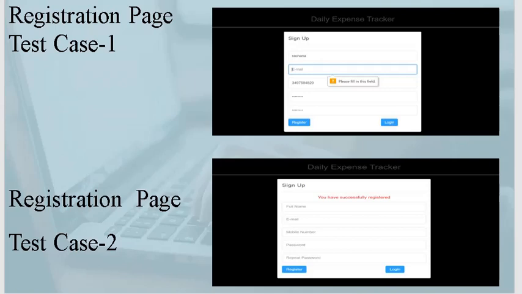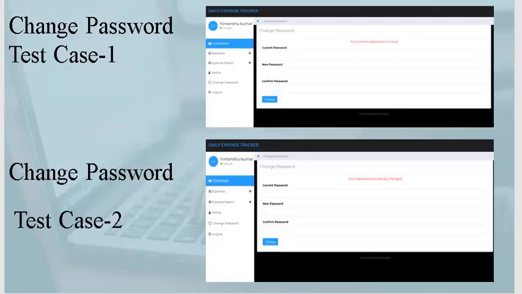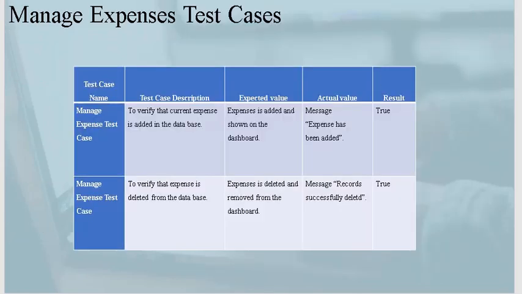The registration page, we need to enter the login credentials and we need to be registered. After registering, the test case consists of its name, description, expected value, actual value, and its particular result. Change password test case. Manage expense test case. The expenses will be added. In the manage expenses test cases, the test case consists of its name, description, expected value, actual value, and its result.